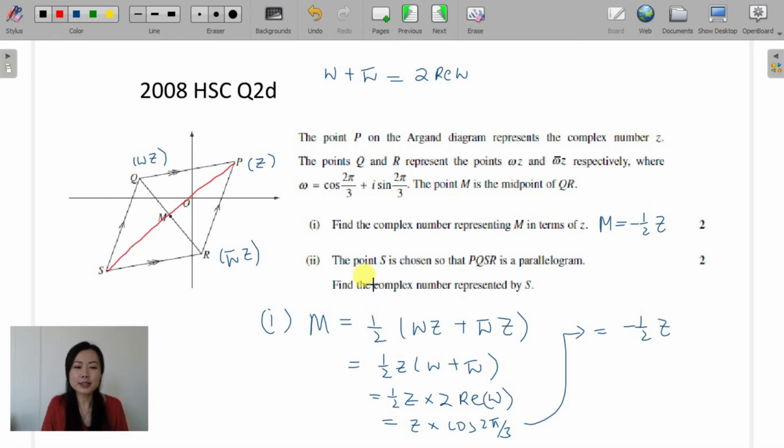So point S is chosen so that PQSR is a parallelogram. Find this complex number. Okay, the point is in a parallelogram, diagonals bisect each other. So the midpoint of QR is going to be also the midpoint of SP. That's the first point.